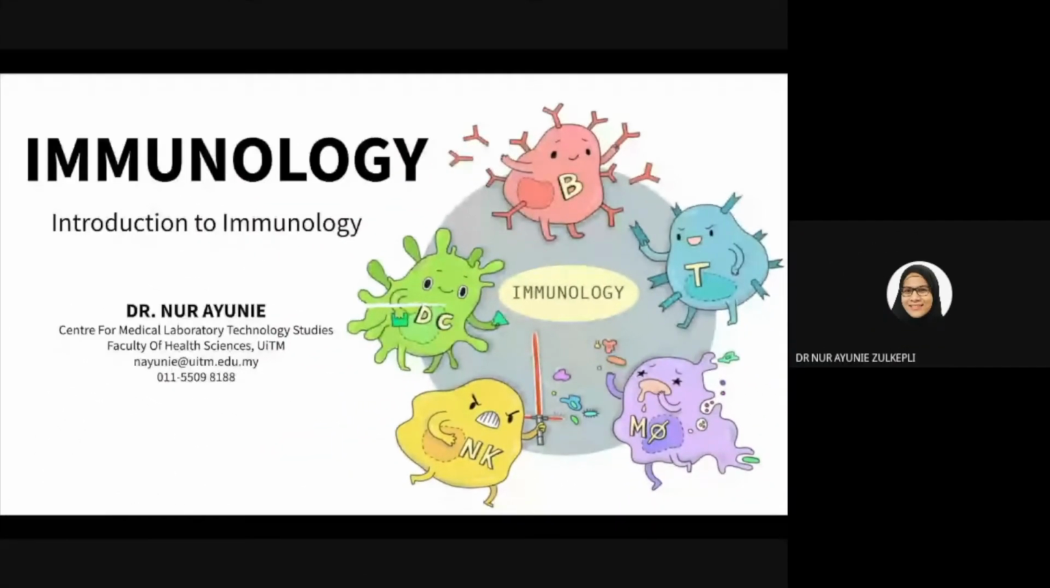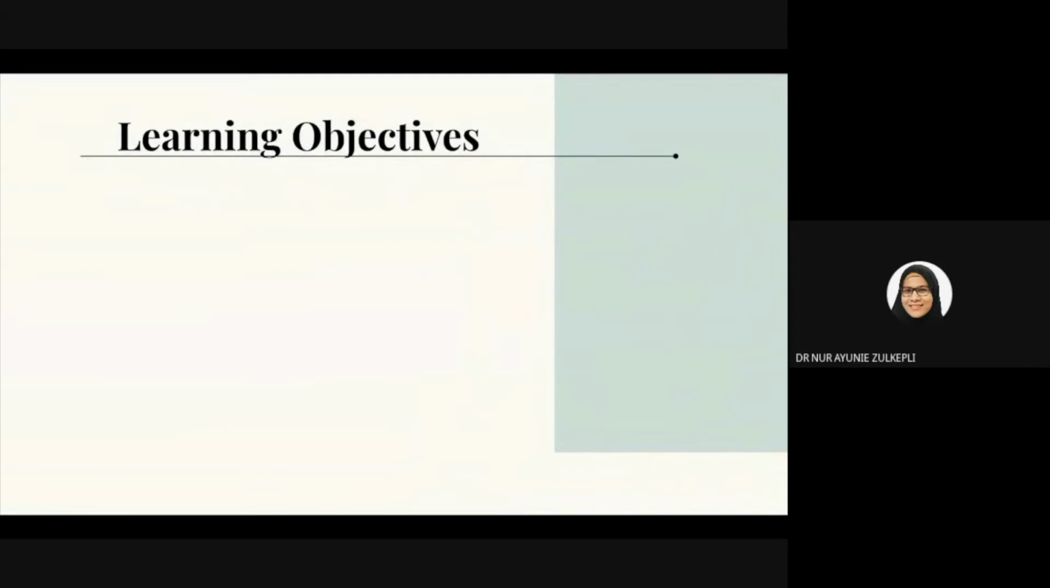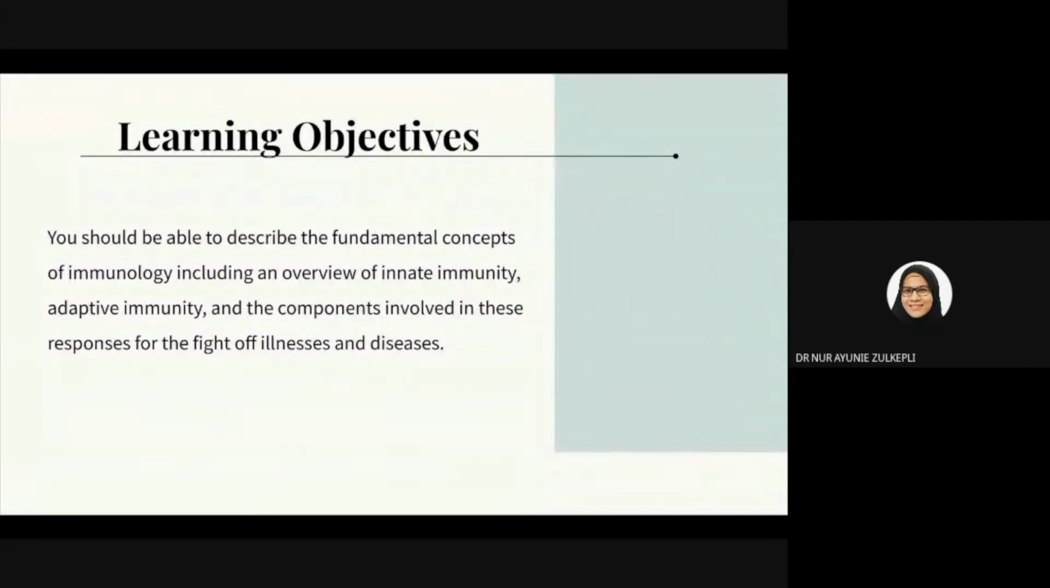Okay, so this is the lecture on Introduction to Immunology. The learning objective from this lecture today is that you should be able to describe the fundamental concepts of immunology. So you should know the overview of the different divisions of immune response, which is innate or adaptive, and the components involved in these responses for the fight against illness and disease. What are the components, the organs, cells, or tissues that are involved, okay? So that is the learning objective for today's lecture.